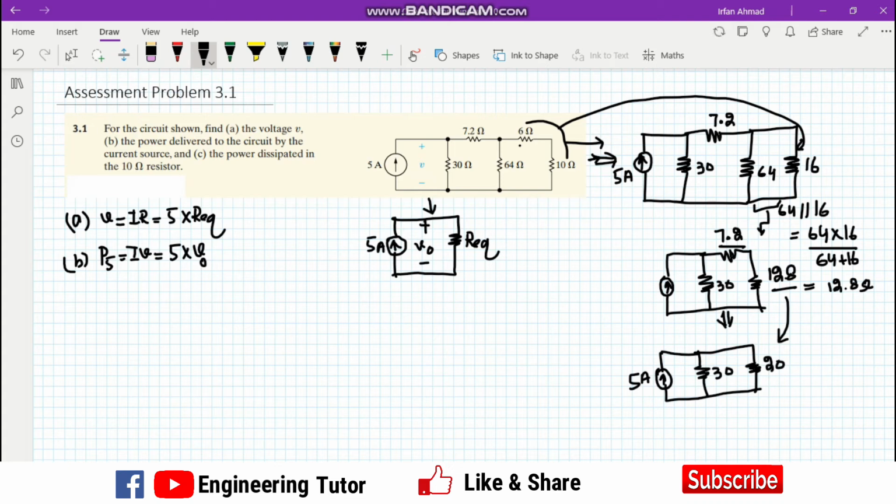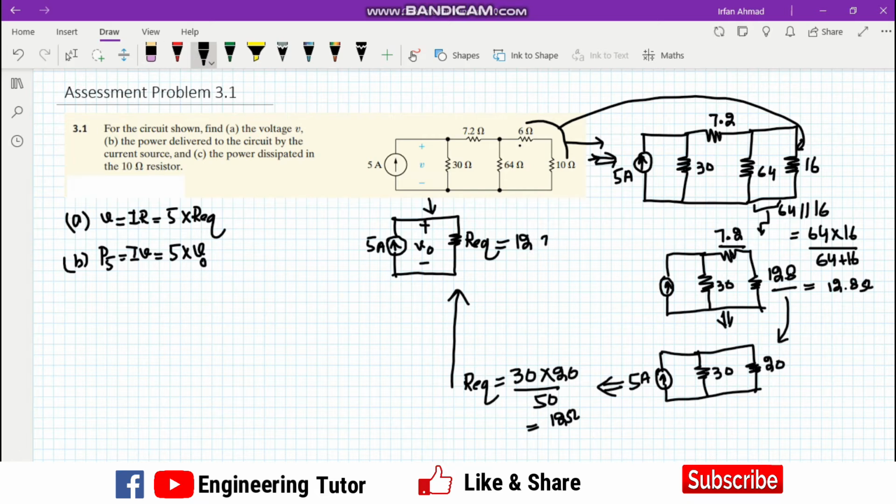Now we can also see that these two are in parallel with each other. To find the equivalent of these two, we will have R equivalent equal to 30 multiplied by 20 divided by 50, which is equal to 12 ohm. So this is the R equivalent, and now this circuit is of the form which we wanted. This R equivalent is equal to 12 ohm. So we have found the value which we needed.